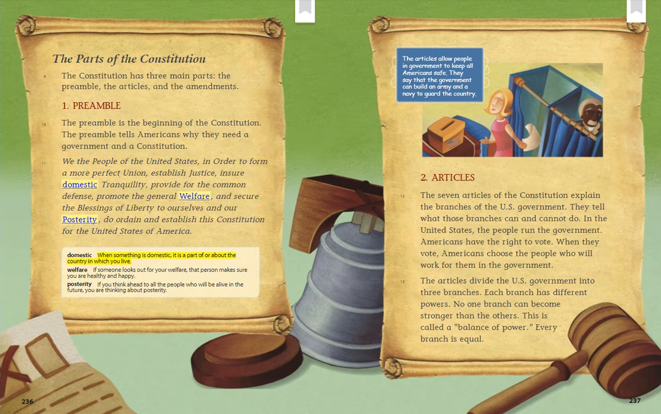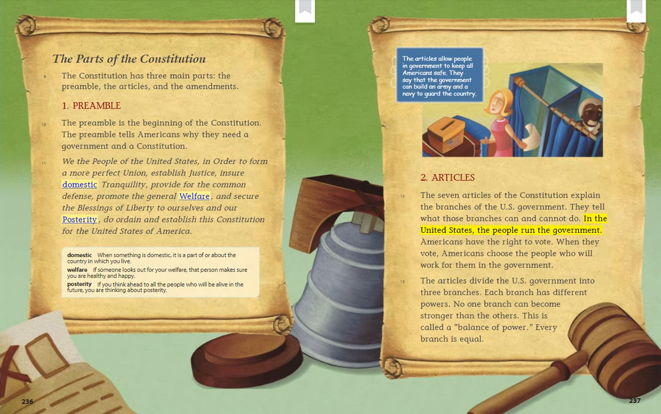Domestic. When something is domestic, it is a part of or about the country in which you live. Welfare. If someone looks out for your welfare, that person makes sure you are healthy and happy. Posterity. If you think ahead to all the people who will be alive in the future, you are thinking about posterity. 2. Articles. The 7 Articles of the Constitution explain the branches of the U.S. government. They tell what those branches can and cannot do.